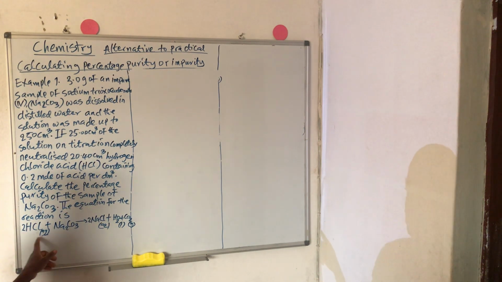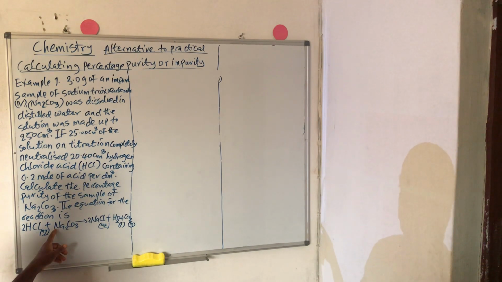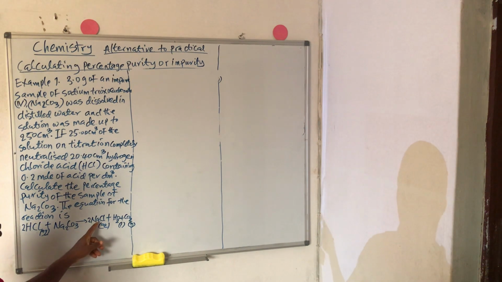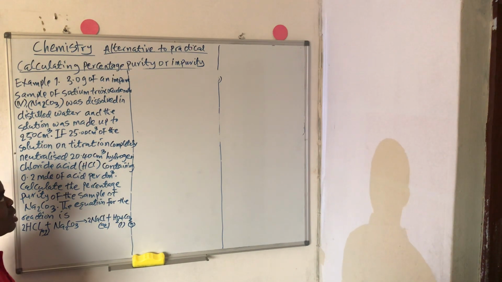So the balanced equation for the reaction there is 2HCl, which balances the acid, and then 1 molecule of sodium trioxocarbonate(IV) will produce sodium chloride, the aqueous solution, water, and carbon(IV) oxide.